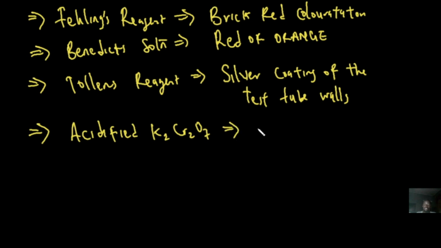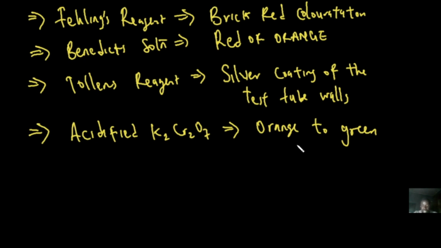Once you do that, the color changes from orange to green. So have that in mind, that when you introduce glucose to Fehling reagent, brick red, Benedict solution, red or orange, Tollens' reagent, silver coating of the test tube walls, and then if it is acidified K2Cr2O7, which is your potassium dichromate, you have a color change from orange to green. And these are the tests for glucose.